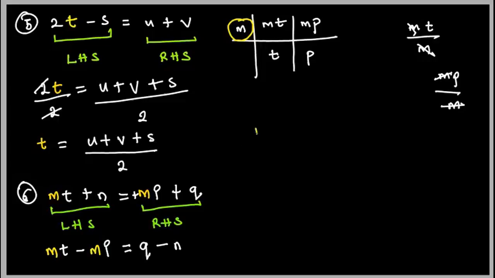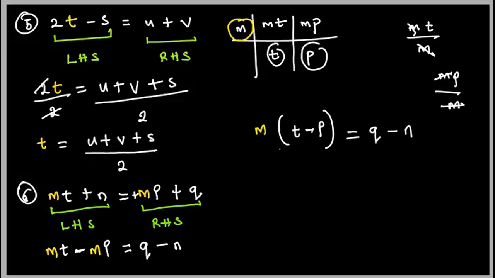So I'll bring out m, and then the rest should be in brackets. You see I have t here. Let's put the t in brackets here. And the sign between them is negative. So, negative, and also put the second letter here, p. And then you close the bracket. So, equals to q minus n.